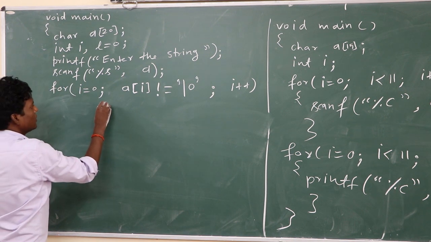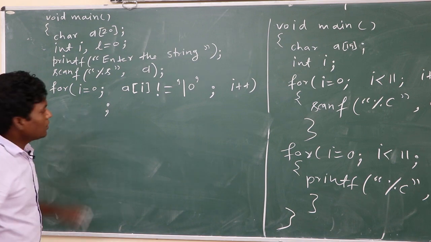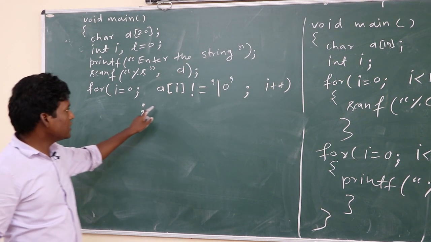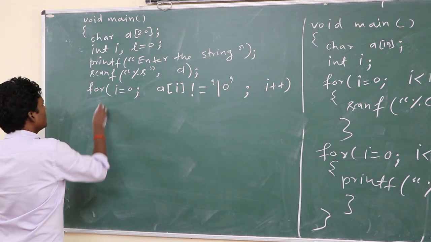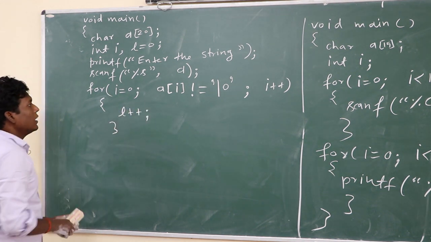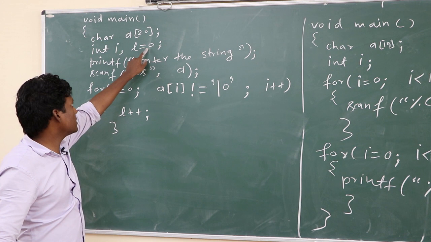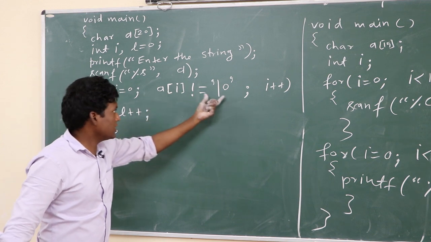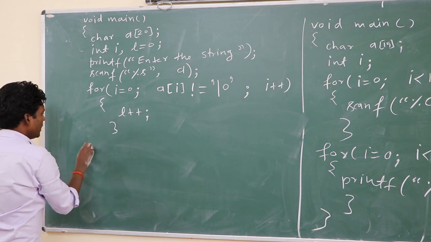And here is a semicolon. Okay, there is no statement. So one way to write this: l plus plus. Length is counted here. Initially l has 0. So here l is incremented from 0 till the last of the string. So l is counted here.